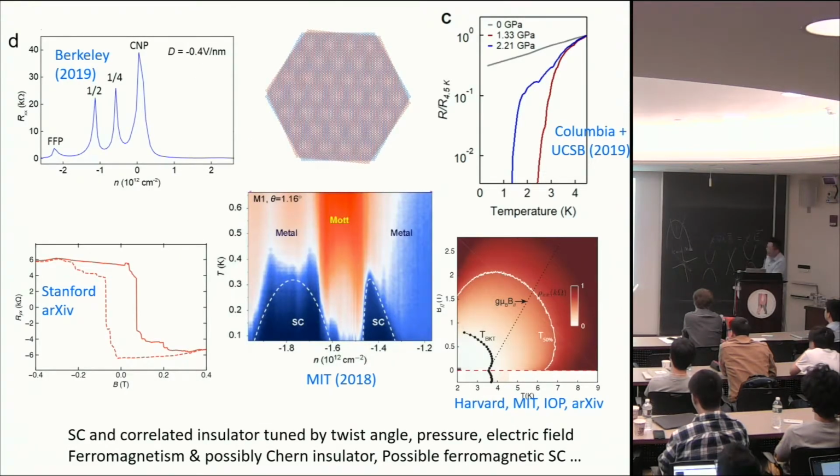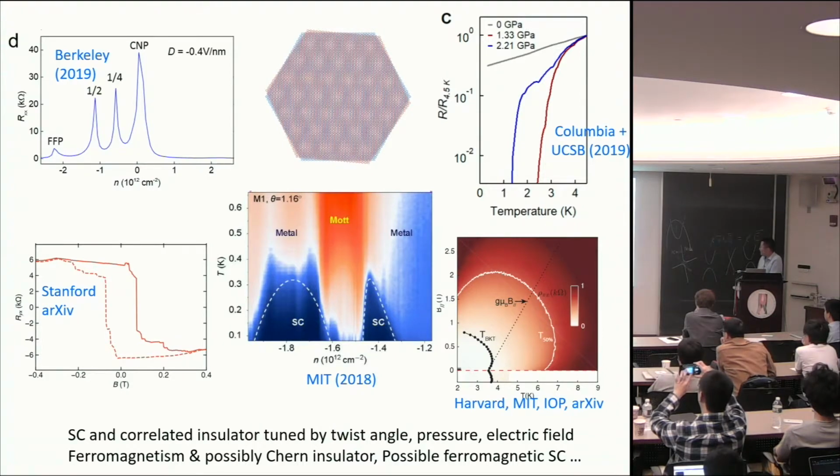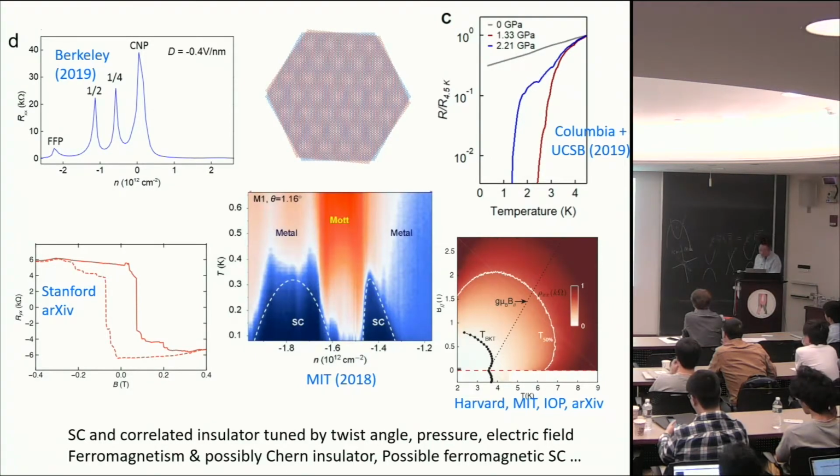And of course, all these recent activities on correlated electron physics in moiré materials have, in some sense, given a new life to these correlated electron systems. And we see all kinds of interesting phenomena that you heard this morning, correlated insulating states, superconductivity. They can be tuned by pressure, by electric field, by twist angle. And the amazing phenomena seem to be going on and on. Also ferromagnetism, Chern insulator, et cetera, et cetera.